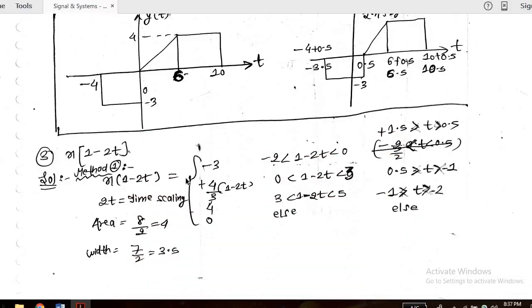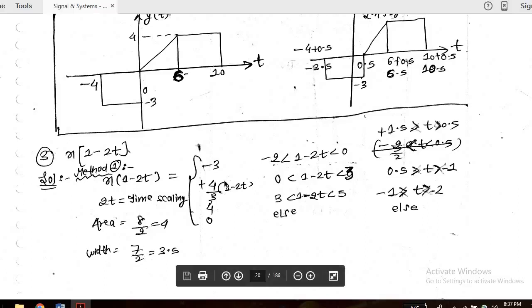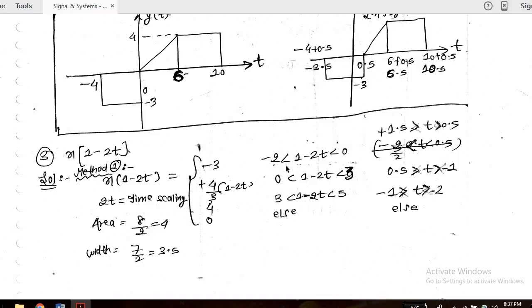So the next problem is x of 1 minus 2t. Method 1 is the same. You write the x of t mathematical definition and replace t by 1 minus 2t. Now here you need to subtract 1 on both sides. Next multiply by minus 1 on both sides. While multiplying you need to be careful. Say a less than minus t less than b. When you multiply with minus 1 you are going to get minus a greater than t greater than minus b.